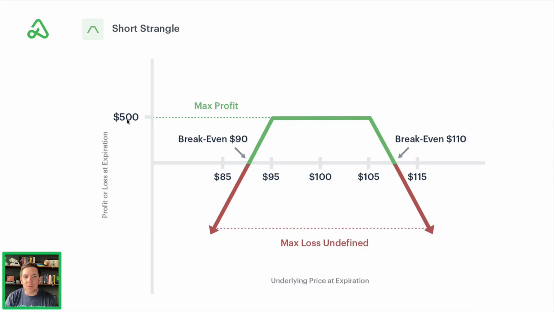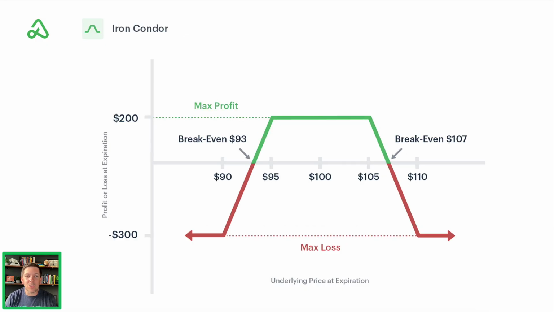So if you look at this one right here, you can see this short strangle takes in a credit of about $500. The break evens are at 90 and then 110. And if you were to buy that protection, you'd spend a little bit of money to buy protection. Maybe now your max profit is down to $200. Your break evens moved in just a tiny bit to 107 and 93, but now your max loss is capped at $300. Significantly better setup than going with the undefined risk scenario.